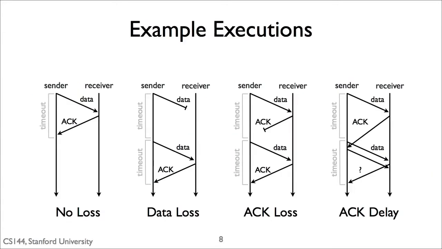So here are four sample executions. The first is when there's no loss. Everything works perfectly. The sender sends its data, the receiver receives it, sends an acknowledgement, and now the sender, if it had more data, could send more.